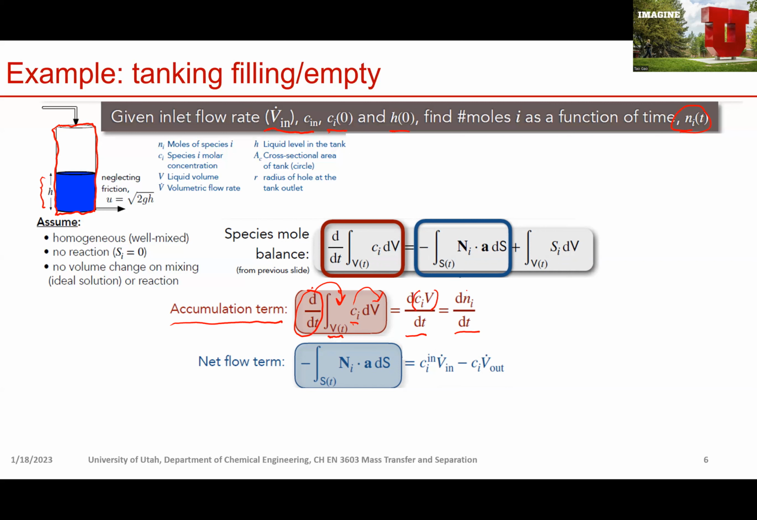Ni is basically the amount of moles in the liquid, and dNi dt tells us how fast it changed with time. The net flow term here, in this case, has only two flow terms, right? We have the inlet flow and the outlet flow. So the net flow is going to be the inlet minus the outlet. Very simple.